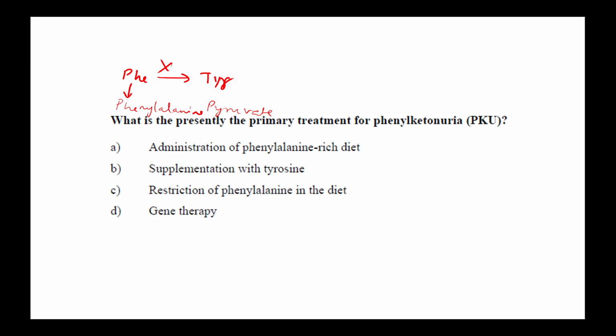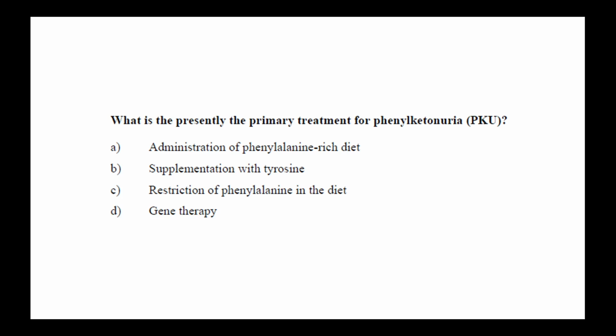So moving on to the next question. What is the primary treatment for phenylketonuria? Option A, administration of a phenylalanine rich diet. Option B, supplementation with tyrosine. Option C, restriction of phenylalanine in the diet. And option D, gene therapy.